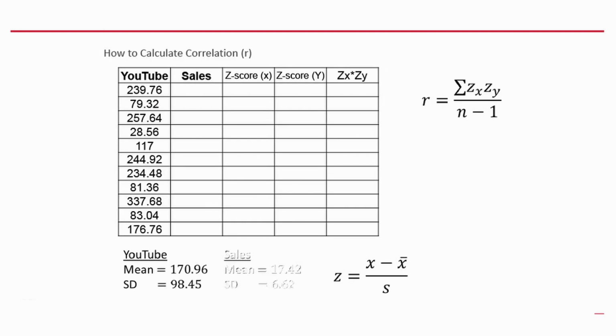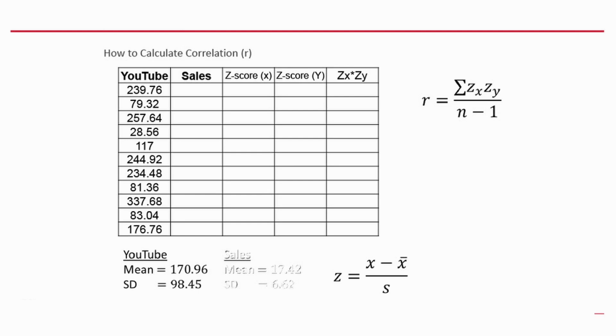Now what I have here are the first 11 rows of the YouTube and sales data, and I've got my formula on the right-hand side to calculate the correlation coefficient for these 11 rows. I'm going to calculate these in a table to keep myself organized. That way you can kind of see where everything is working together.